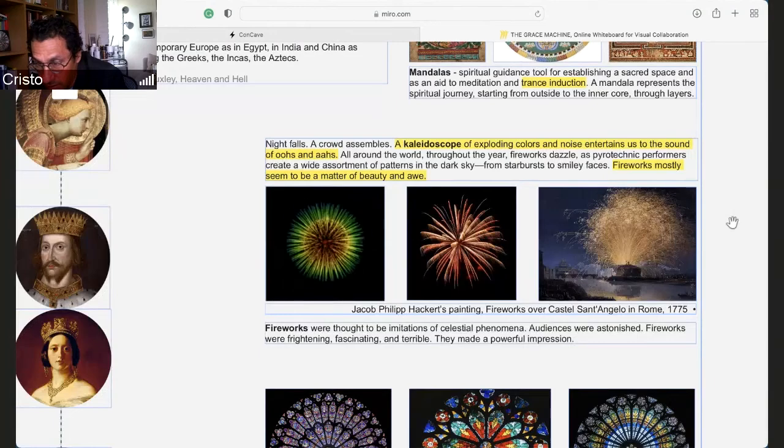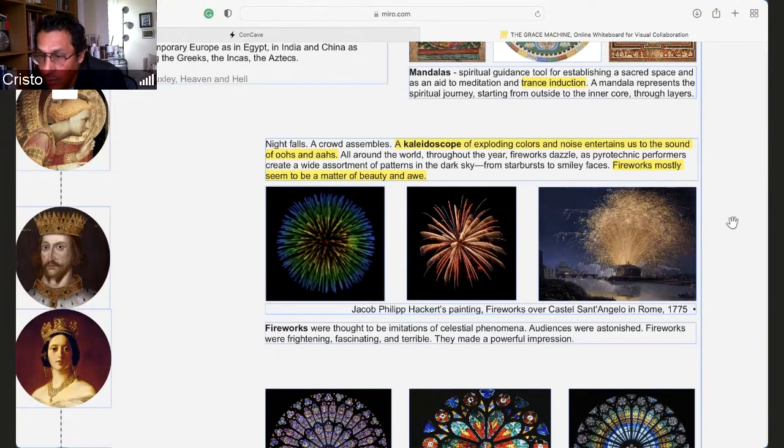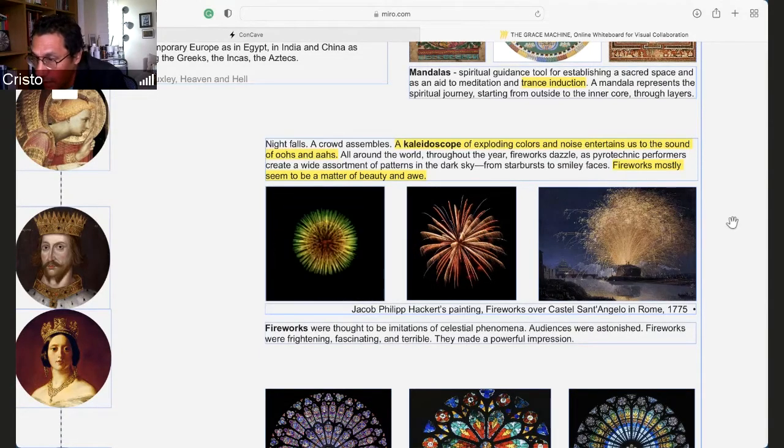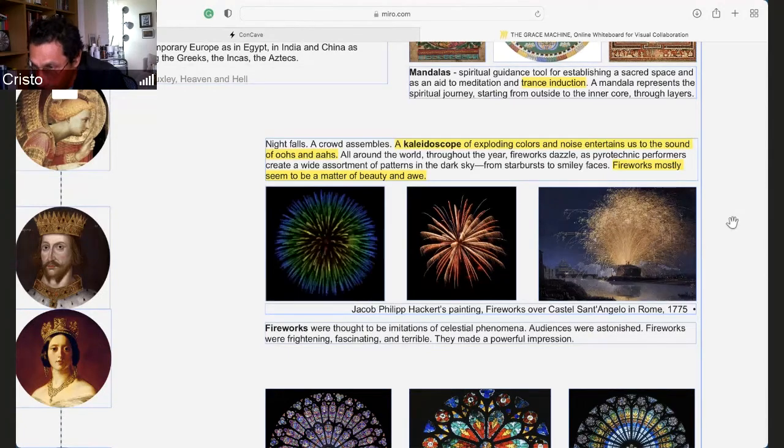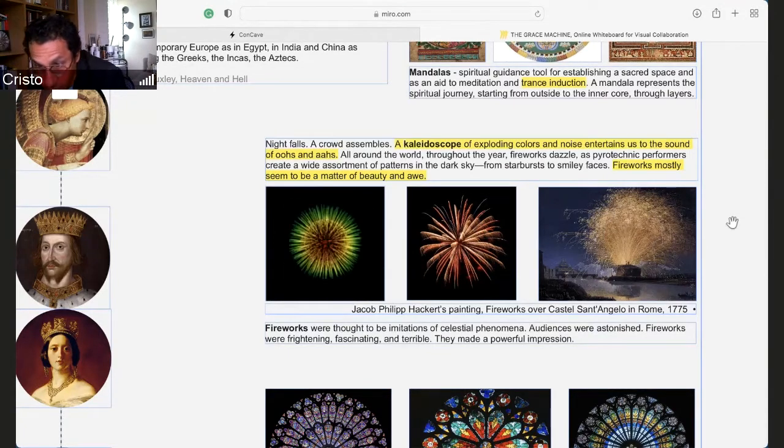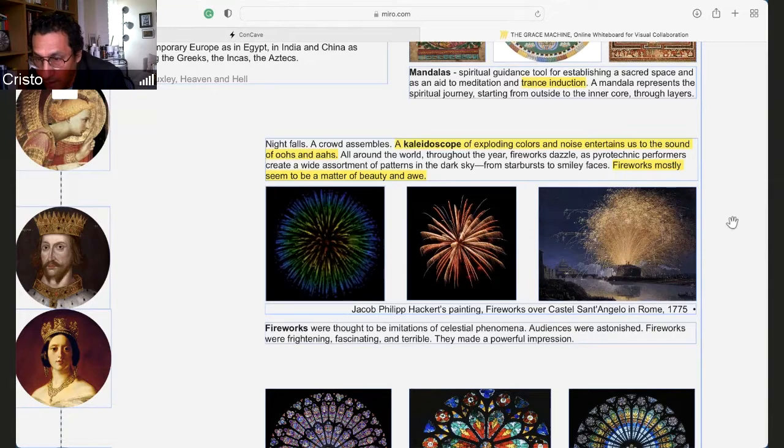Somebody described that moment as a radiant explosion. And it mentions something like, night falls, a crowd assembles, a kaleidoscope of exploding colors and noise entertains us to the sound of oohs and ahs. All around the world throughout the year, fireworks dazzle us. Pyrotechnic performers create a wide assortment of patterns in the dark sky. From starbursts to smiley faces, fireworks mostly seem to be a matter of beauty and awe.